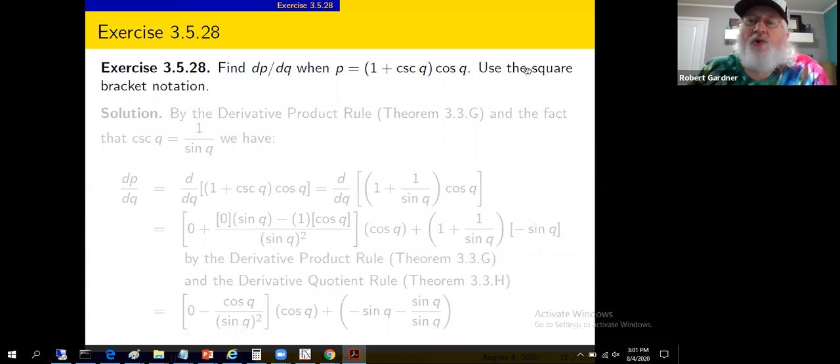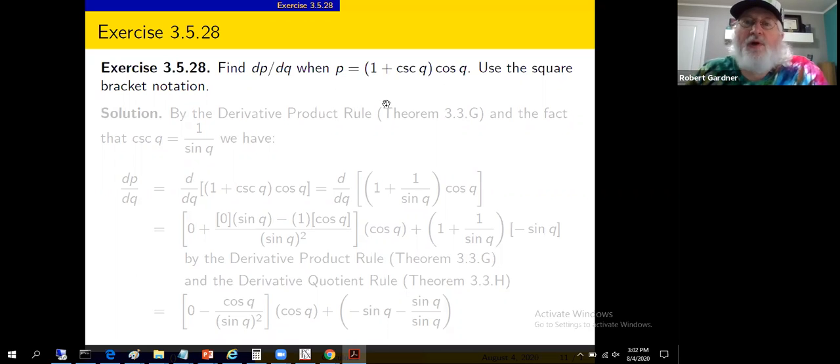Let's take some more derivatives. Okay, you know how to differentiate sine and cosine. That means you know how to differentiate all trig functions, because you can write all trig functions in terms of sines and cosines in a product or quotient format, and you know how to differentiate products and quotients. Question here is, for p equals 1 plus cosecant q times cosine q, find the derivative, find dp dq. Use them with square bracket notations, part of the instructions.